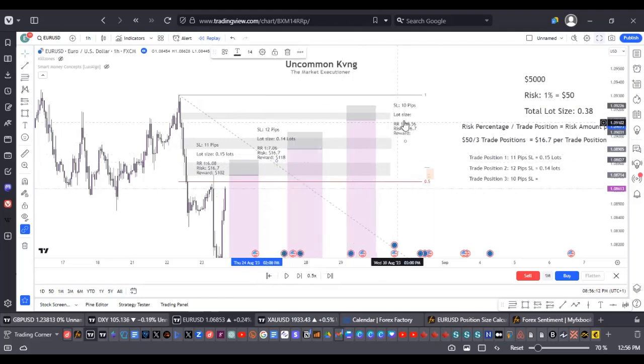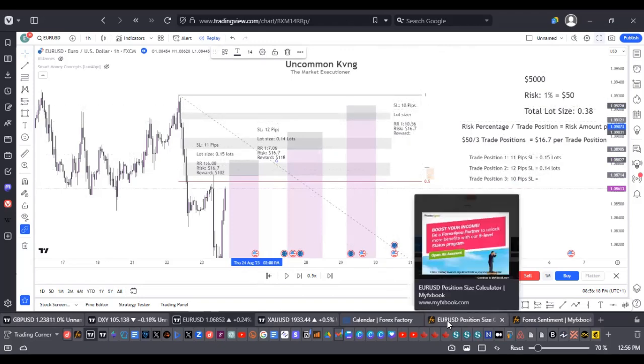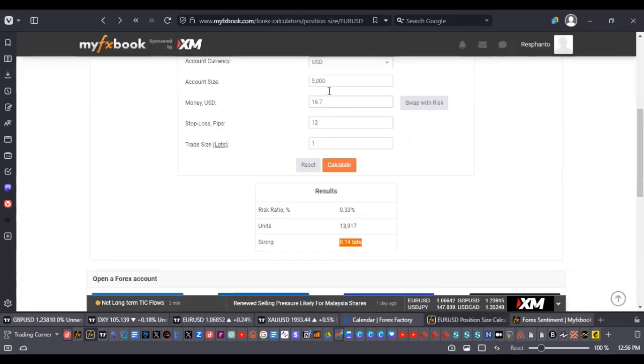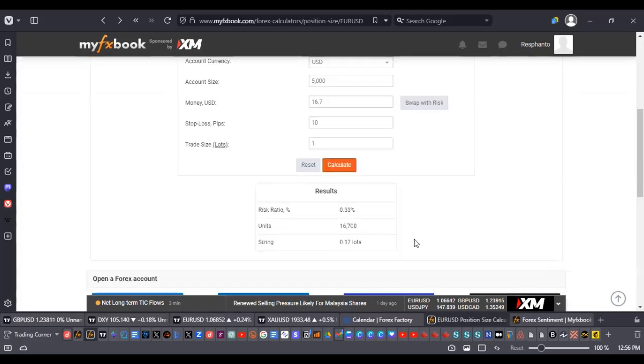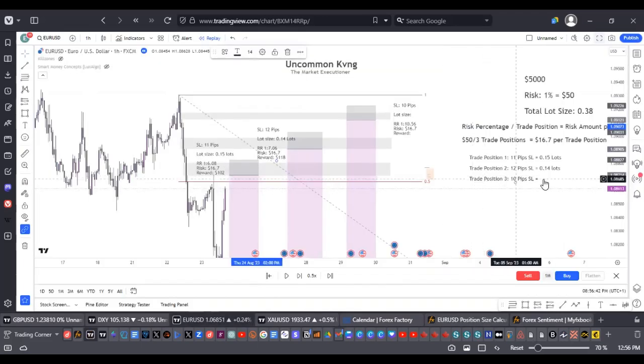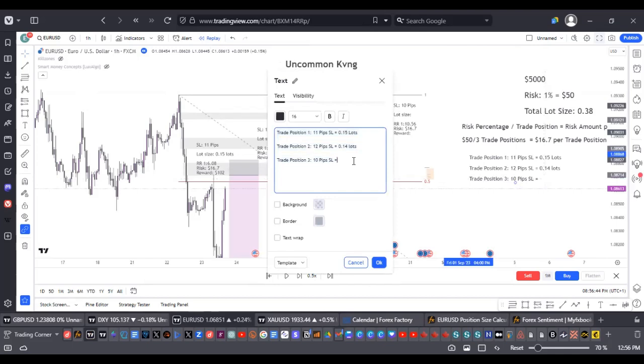So yeah, now for this calculation, this is 10 pips. This is a 10 pip for the third position, right? So we're going to work on the 10 pips. So we're going back to the calculator to calculate for that particular trade based on the same capital size, the amount of risk, which is $16.7 for that particular trade, on a 10 pips stop loss for one position. So when we run our calculation, we have 0.17. All right. So we're going to come here and update that at 0.17 lots. Yeah, sorry about that.